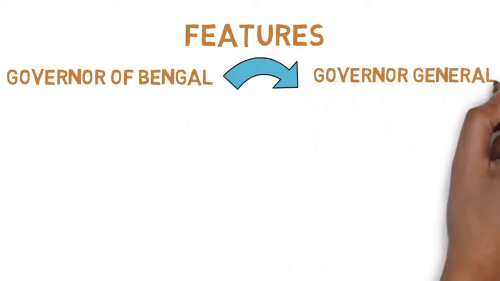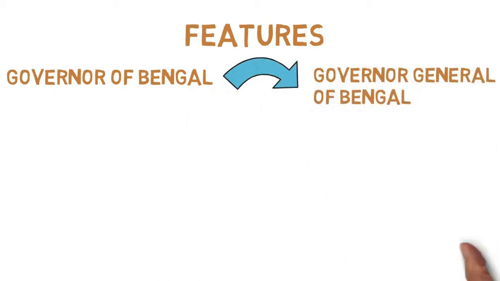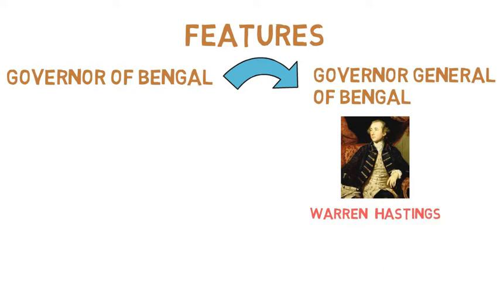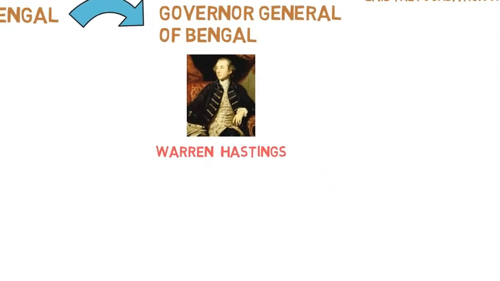The Act made the Governor of Bengal as the Governor General of Bengal. Warren Hastings became the first Governor General of Bengal. Now, what did it mean? Was it just a change of name? No, it meant that the Governor of Bengal was given more powers than earlier.